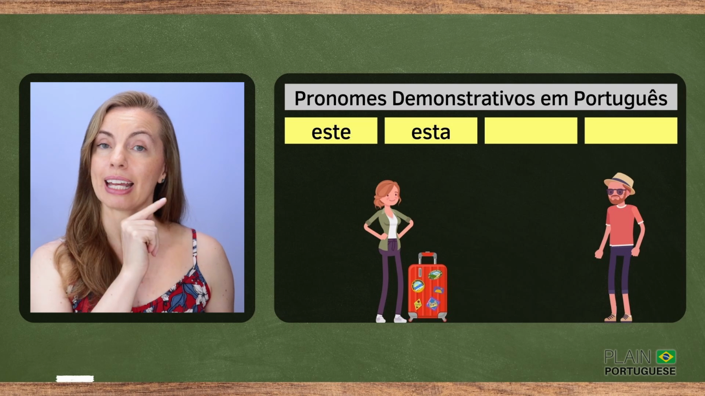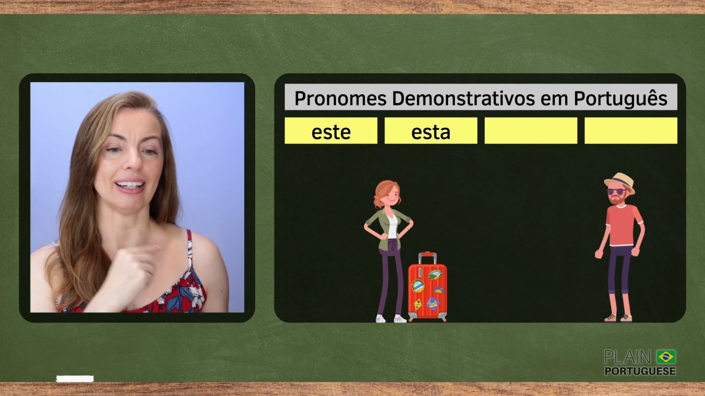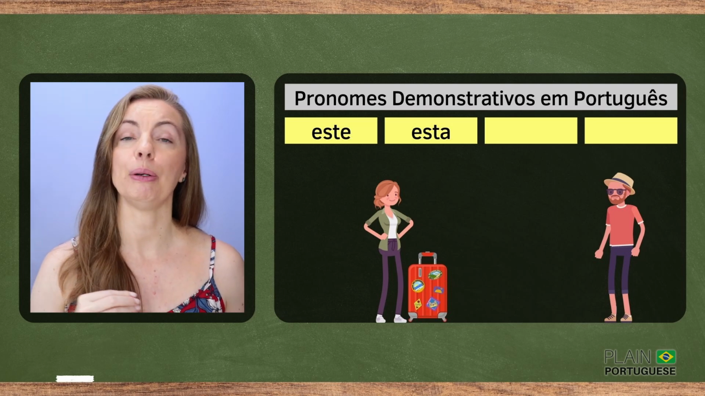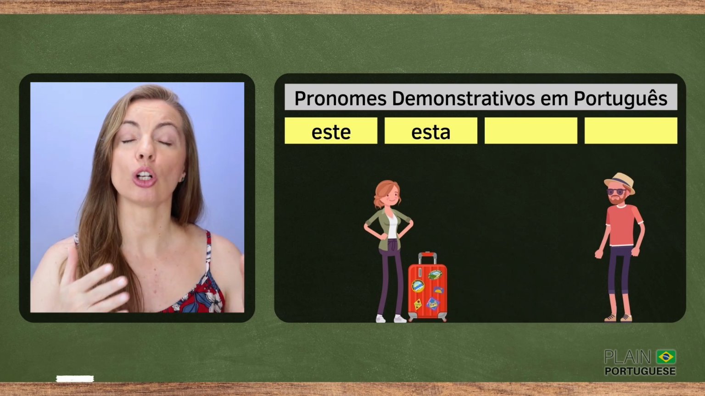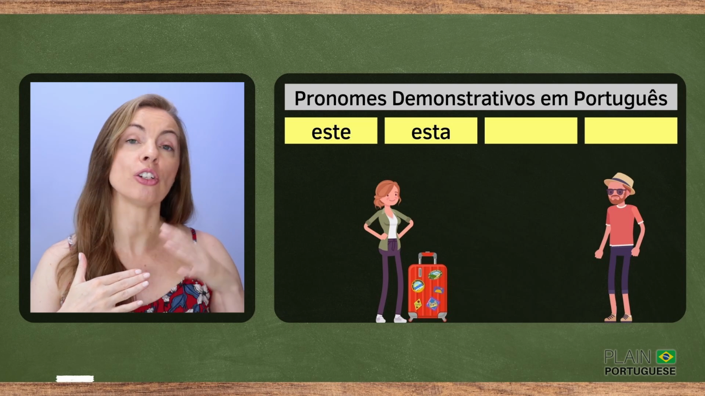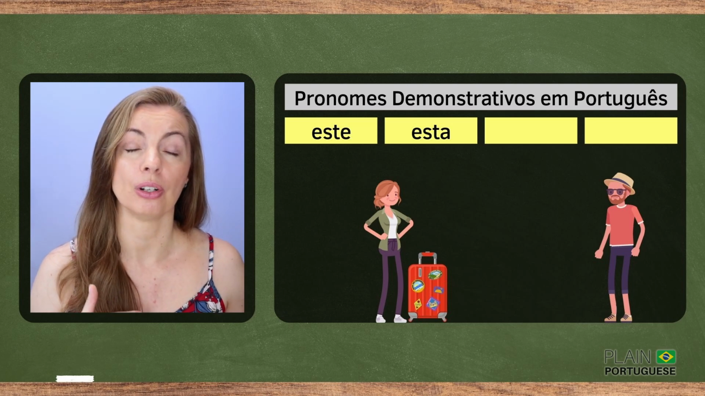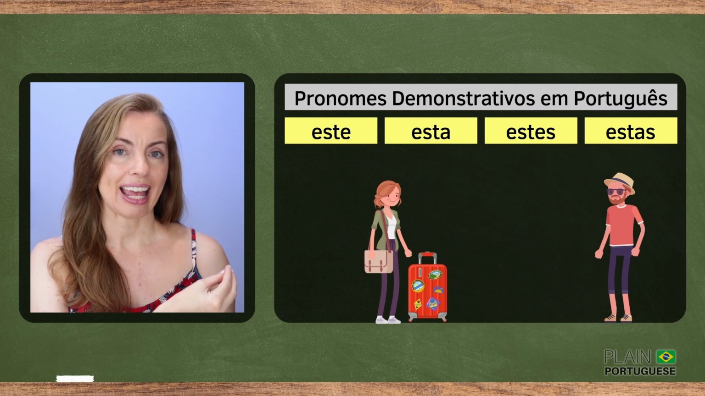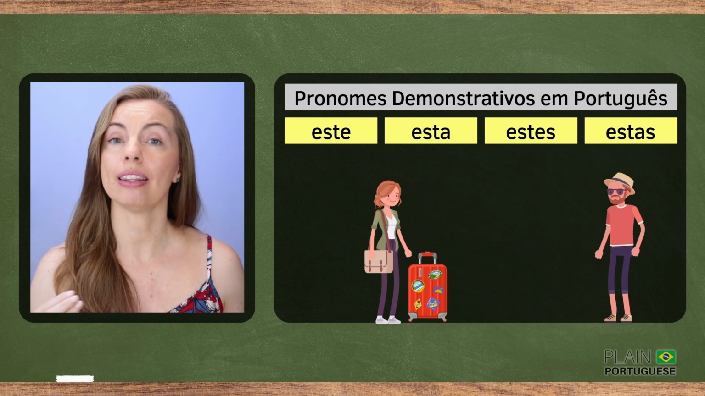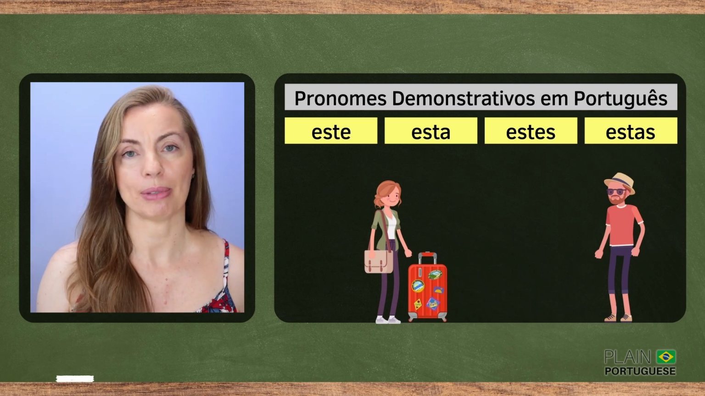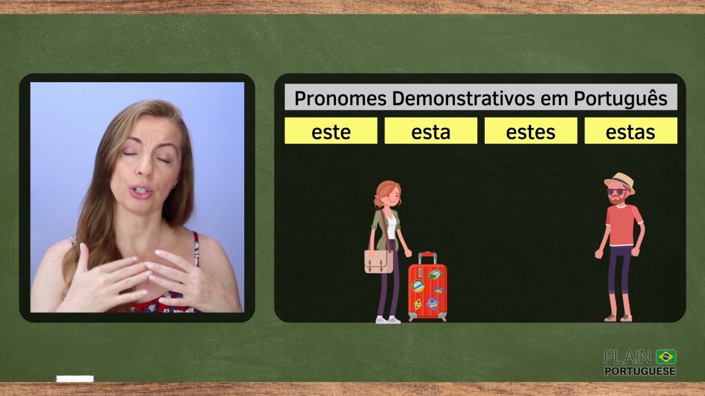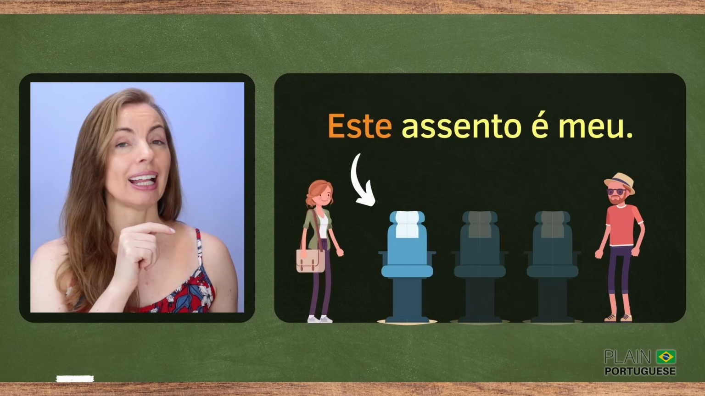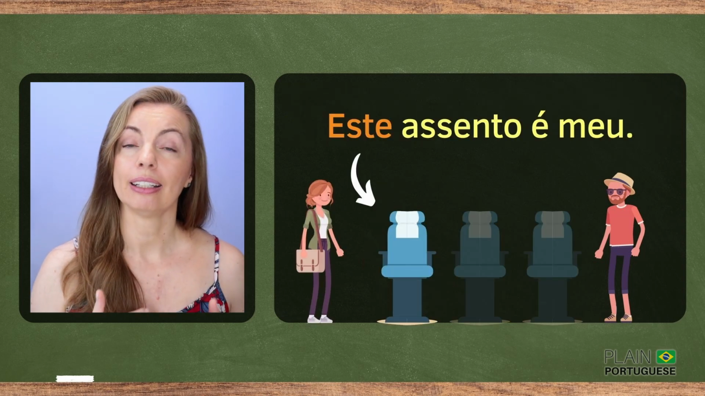Let's begin with este and esta. Este and esta are equivalent to this when you point out something that is closer to you and not to the person you are talking to. Estes and estas are equivalent to this under the same circumstances when you're pointing out more than one thing that is closer to you. Examples: this seat is mine.